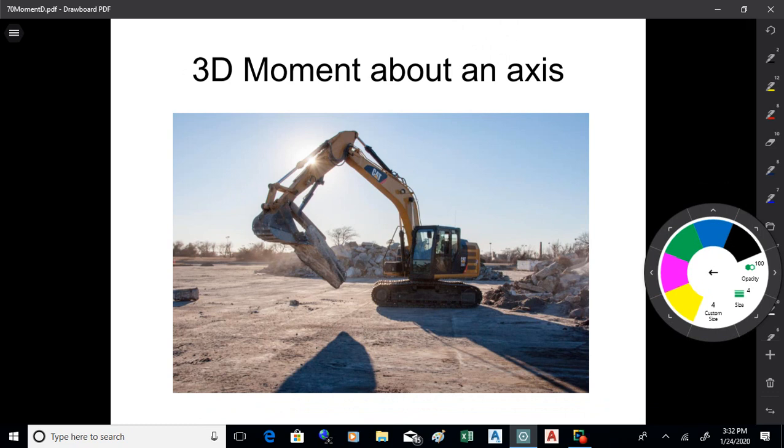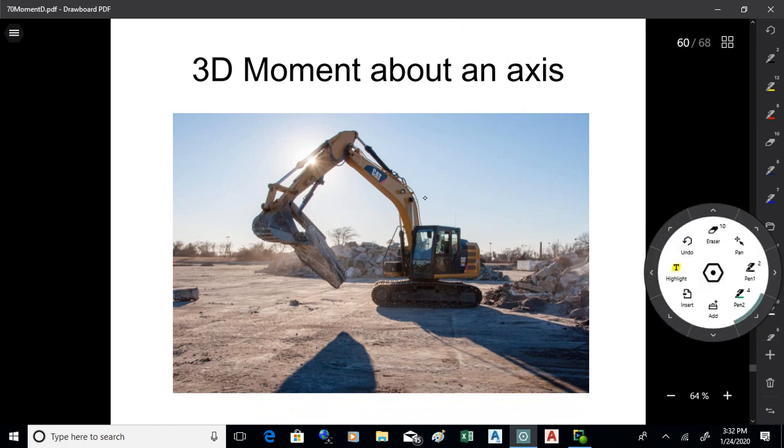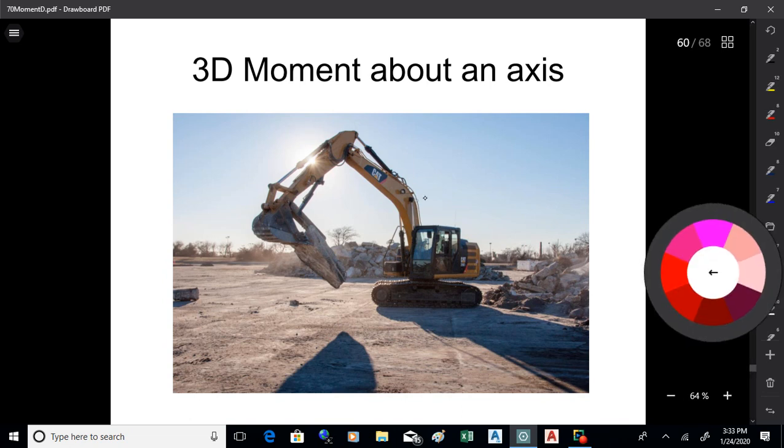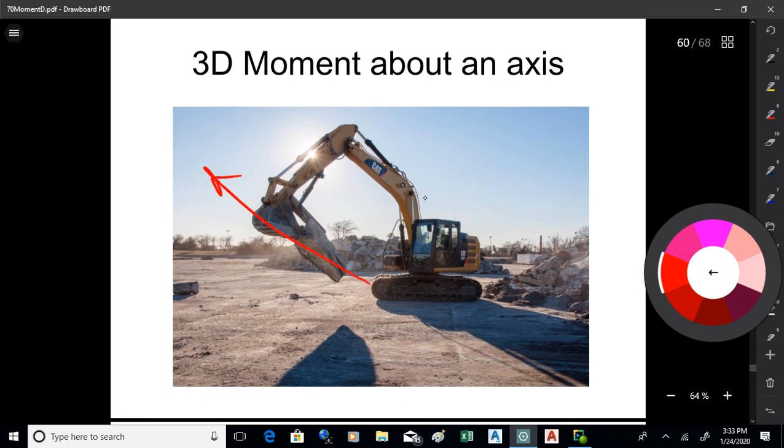Okay, if that arm there, if that bucket is going to pick up that big chunk of concrete and accelerate it, that'll be a dynamic moment. You know, if and when you take dynamics, you'll learn about that. That force might be something like that. It might rotate something like that.